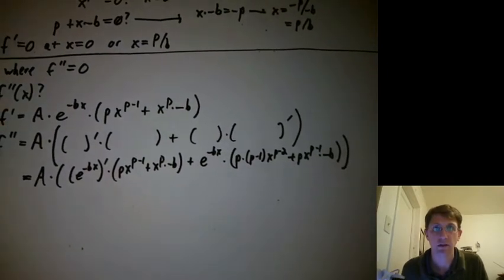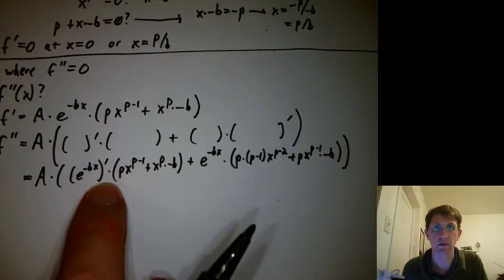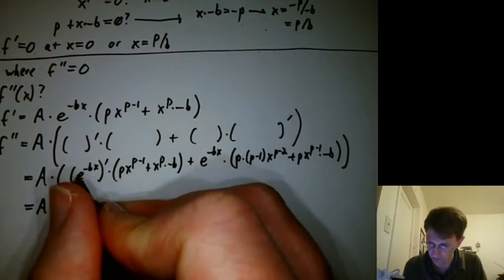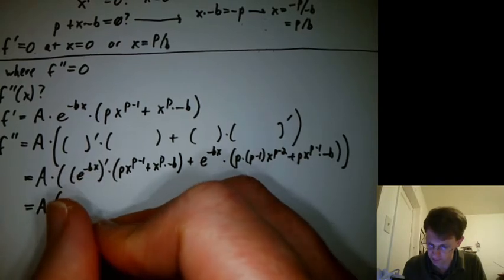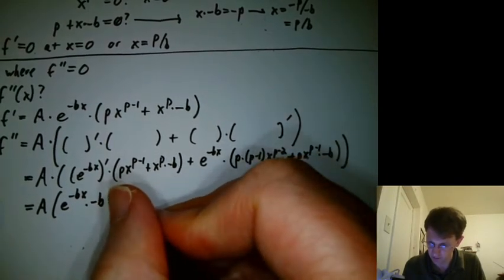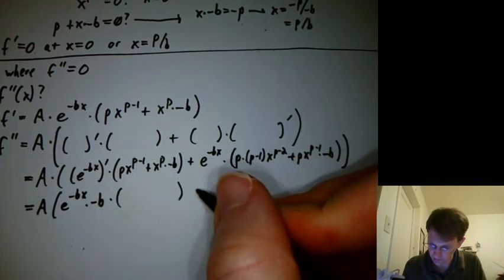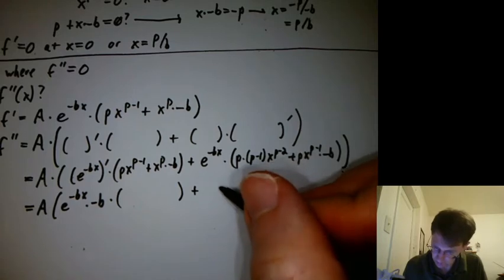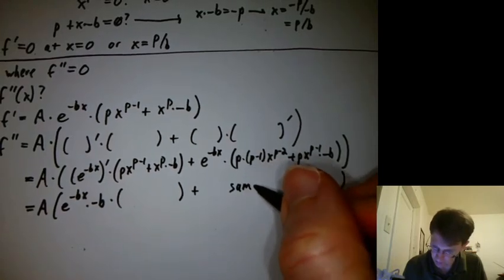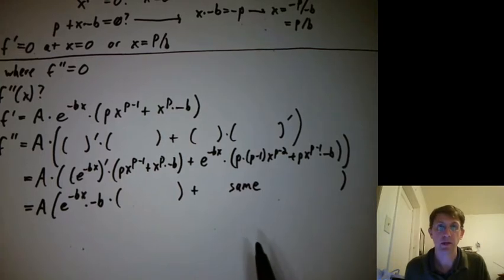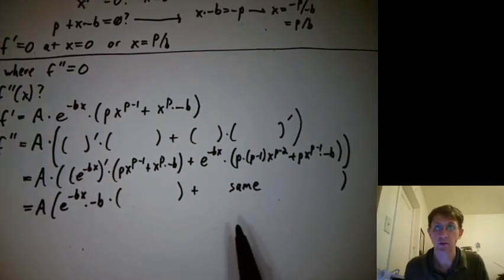All right, are we done with the calculus? Nope, there's still a derivative to take there, but it's not so bad. What's the derivative of e to the minus bx? It's e to the minus bx times negative b for the chain rule, times all that stuff plus all that stuff. I'll just say same. All right, and we want to figure out where this is going to be equal to 0.